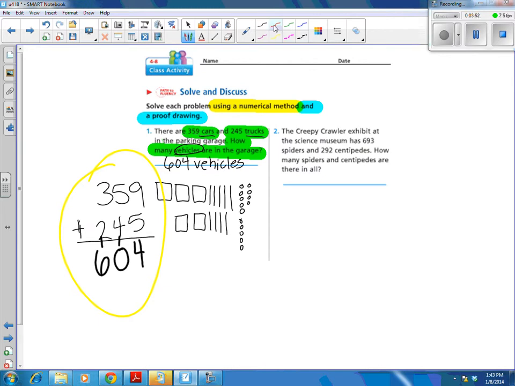Okay, now we're getting to the part where we're going to check our work with the proof drawing. If you like doing proof drawing first, do that first and then do the other one. So here we go. I'm looking first. I'm going to add my ones together. Now I'm noticing I have 5 here and 5 here. These 5 and these 5 are going to make a new 10. So what I'm going to do is label this 1 new 10.